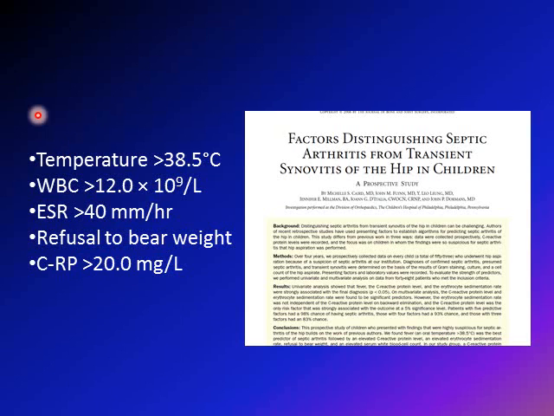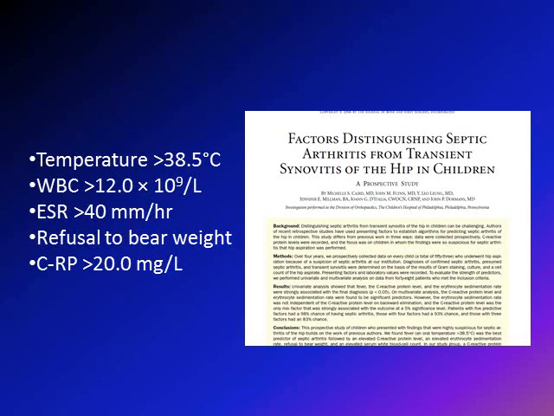So there are 5 parameters that you can depend on to help you differentiate between septic arthritis and transient synovitis. The temperature: if the child has a fever of more than 38.5, this is more with septic arthritis. If the white blood cell count in the CBC is more than 12,000, this is more with septic arthritis. If the ESR is more than 40, this is more with septic arthritis. If the C-reactive protein is more than 20 per liter, this is also more with septic arthritis. And if the child is completely refusing to put weight, this is also more with septic arthritis.